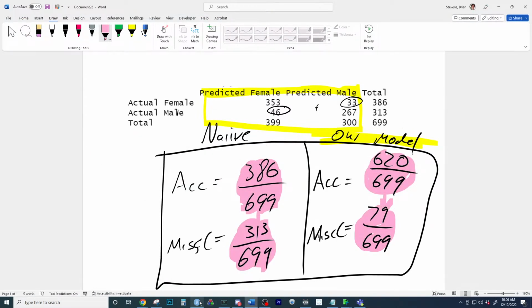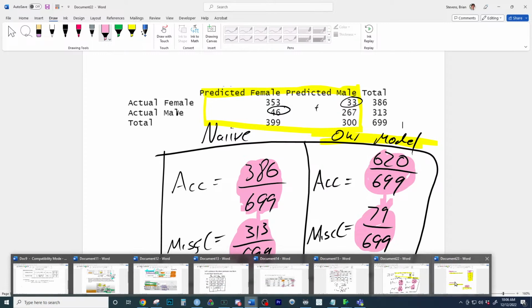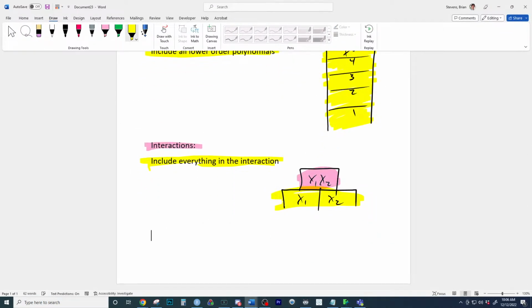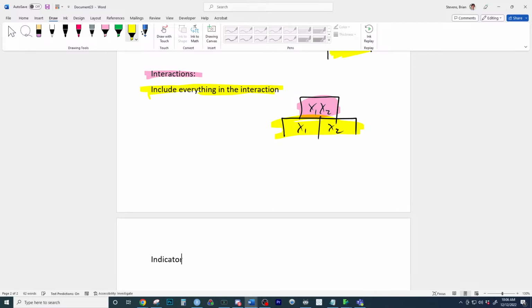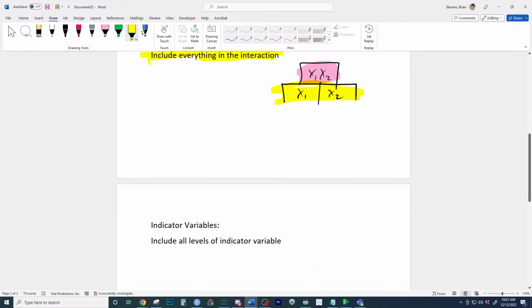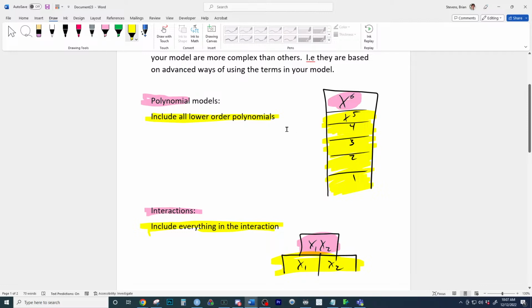The last thing to talk about with model hierarchy is when it comes to indicator variables. Include all levels. So when it comes to an indicator variable, if we have a hierarchy, all variables need to be represented. It just depends. So Zoe, it depends on if you have a polynomial model and you have an x to the 6th power, that same x needs to have all of its lower order powers.